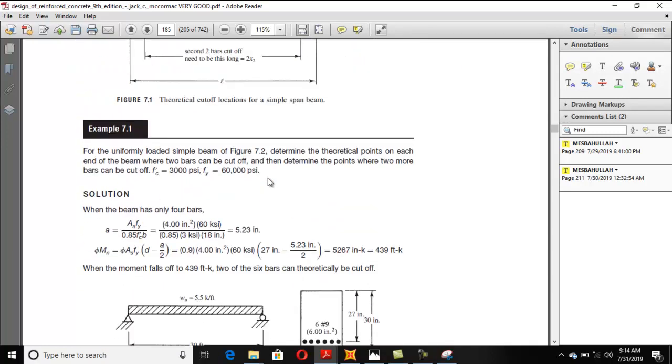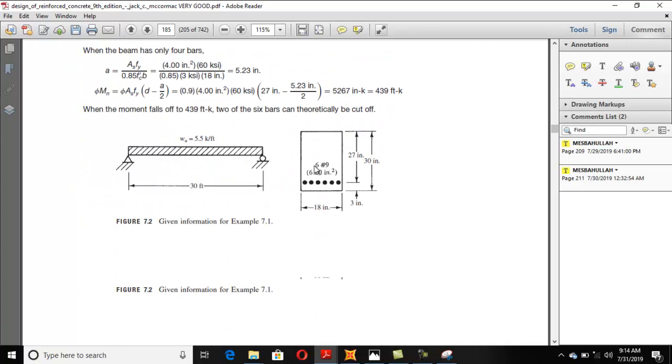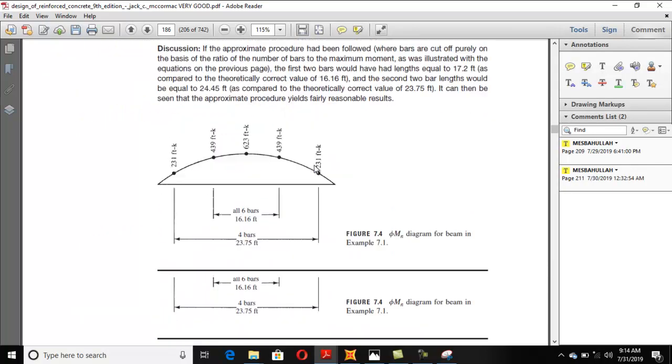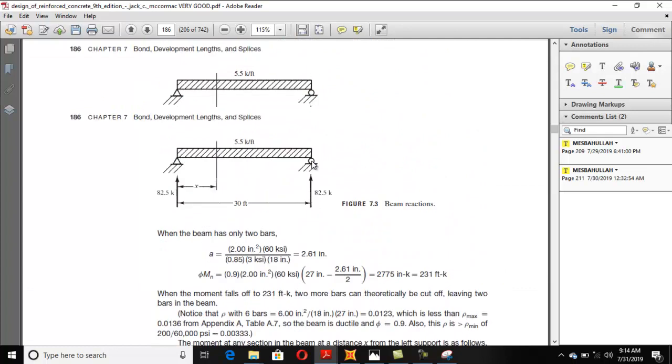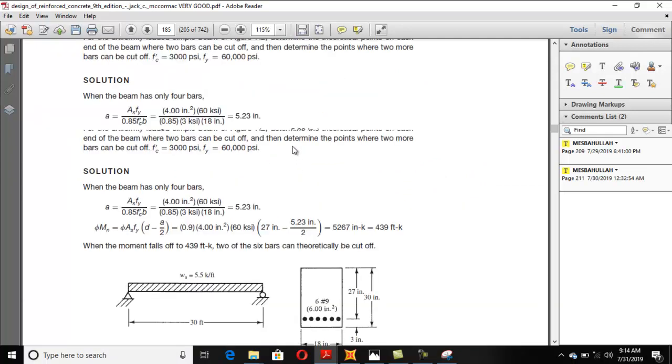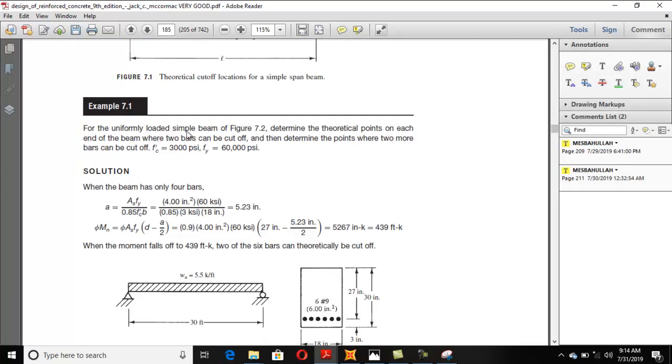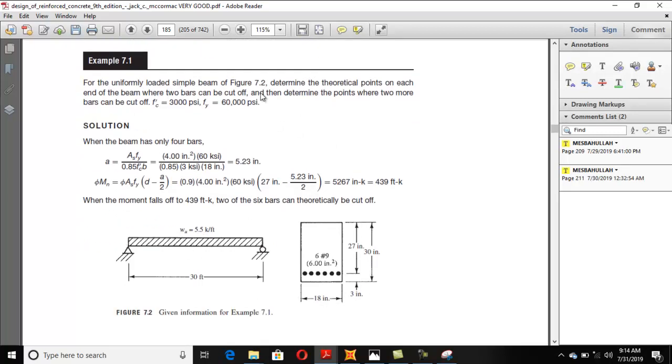Practically we will do an example on this whole topic. It will clear the concept of what it practically means, and how we can provide it. For the uniformly loaded simply supported beam, determine the theoretical points on each end of the beam where 2 bars can be cut up, and then determine the points where 2 more bars can be cut up. So there are 2 theoretical cut-up points. At one you have to cut up 2 bars, and at the other point you have to cut up 2 more bars.